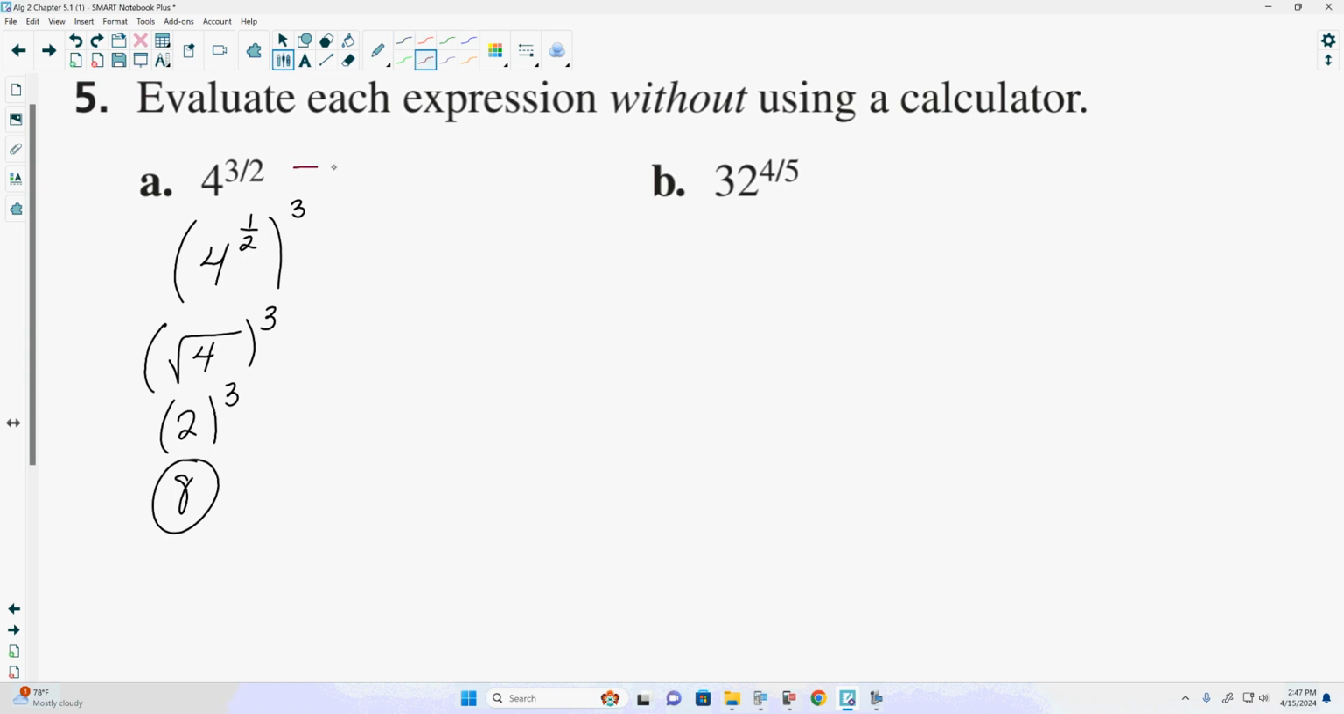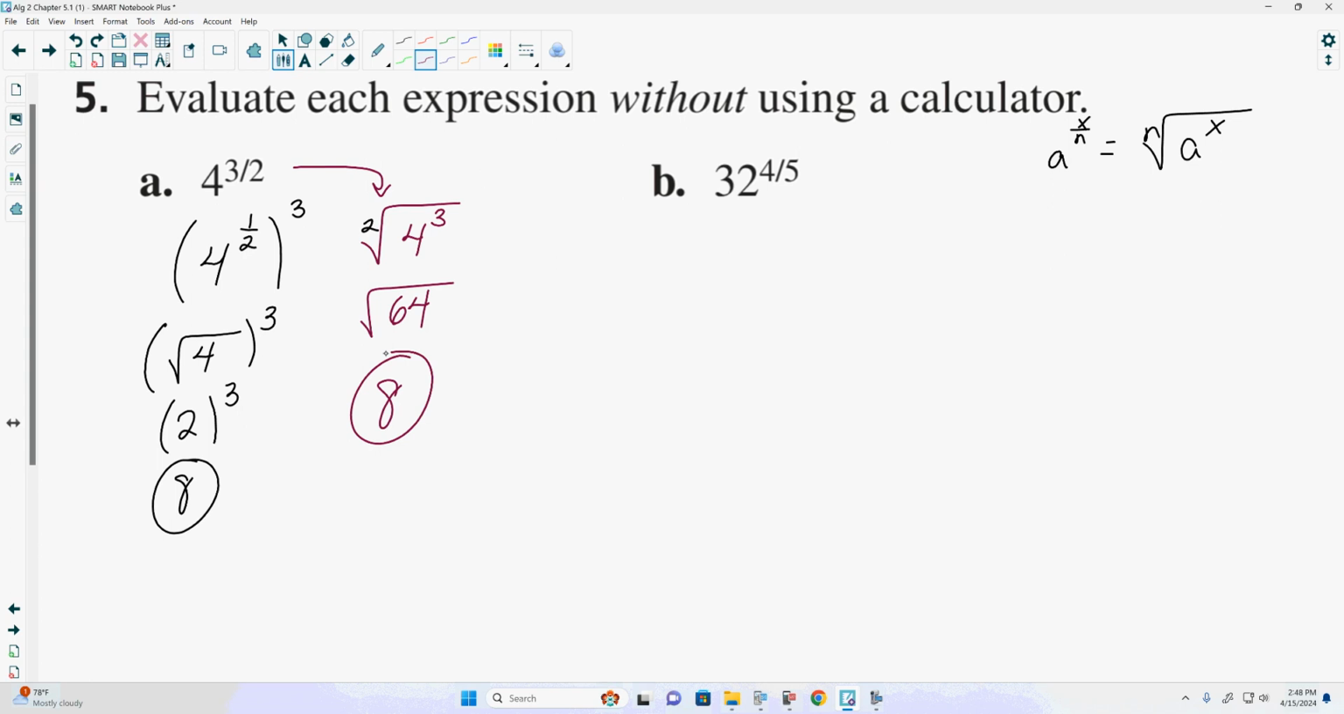And again, there's more than one way to do this. We could take it the other way, because the nth root of a to the x is equal to a to the x over n. So the 2 would still be here, but our 4 would be to the third. Our a to the x over n is equal to the nth root of a to the x. Now 4 to the third is 64, and the square root of 64 is still 8. Questions on this here? Or the easiest way is if we used a calculator. Questions on A?